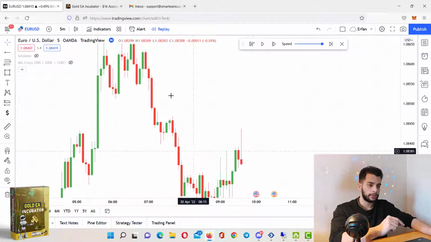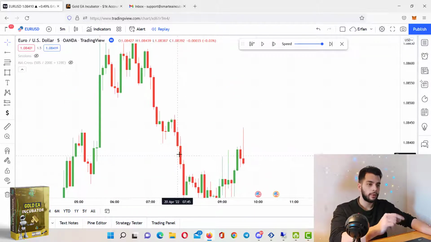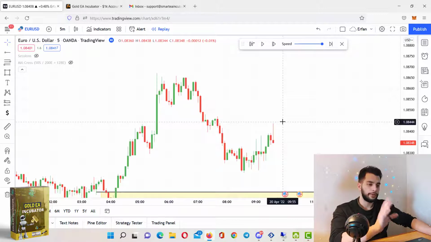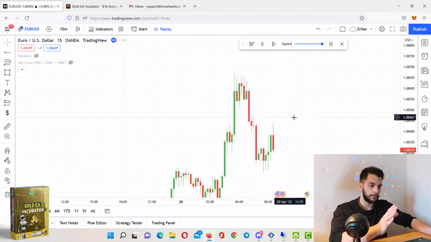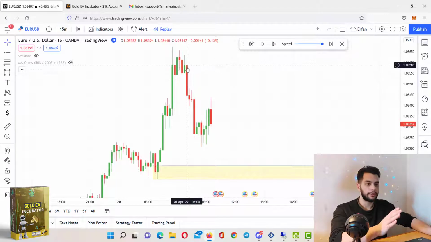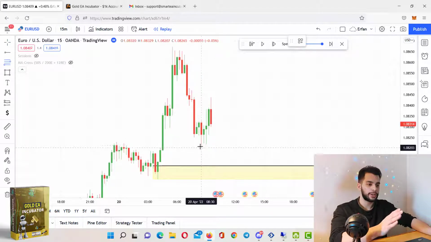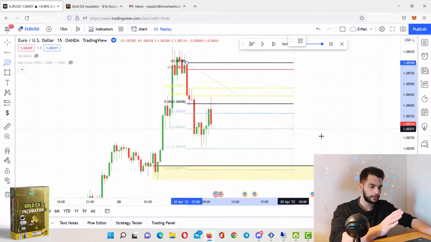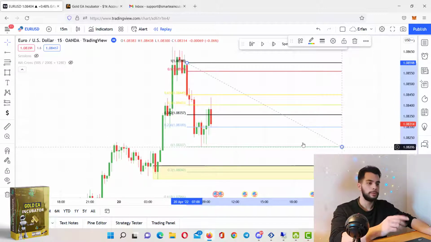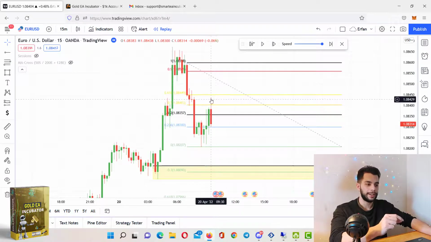When the price dropped significantly, we had two choices. The first choice was using a Fibonacci level. So if I switch it to a 15-minute time frame, you'll see that it started from here and the correction has started here. So from here to here, it would be my Fibonacci level. And look at this, guys. Look at this beautiful rejection.